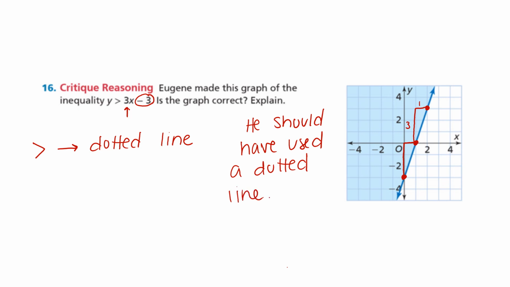Step 3 is shading. It says that y is greater than 3x minus 3, and he did shade greater, the higher portion of the line, where you shade above. He did that part correctly. So his only mistake was step 2, using a solid line instead of a dotted line.